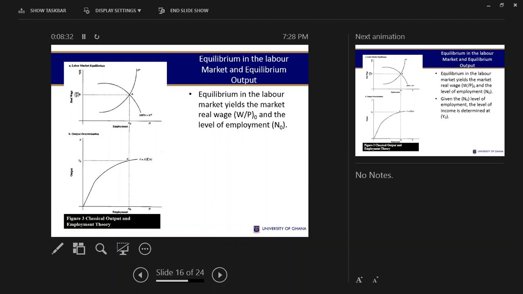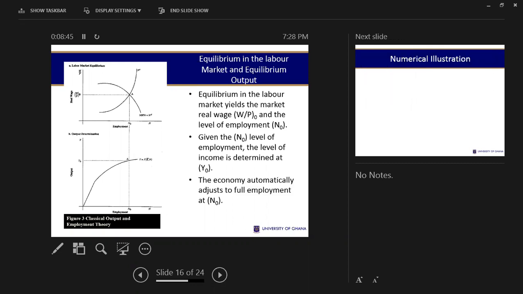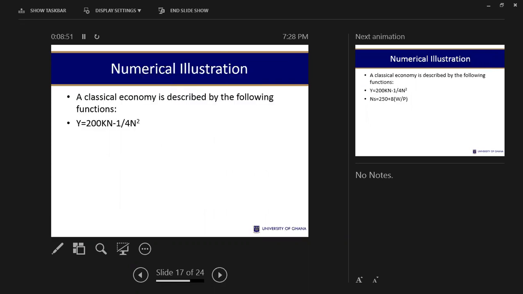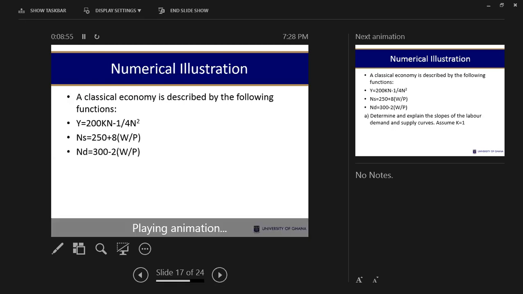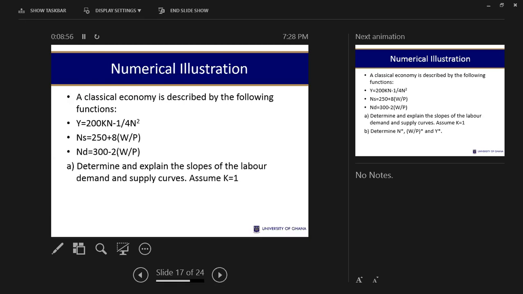So in the labor market, that's where we get our equilibrium W over P and the equilibrium N. And then given our N, we can always get our Y. That is what we'll be doing. This is just the graph, and then let's look at the maths. So take your pen and your paper. Let's use the other PowerPoint, where I've solved the question.